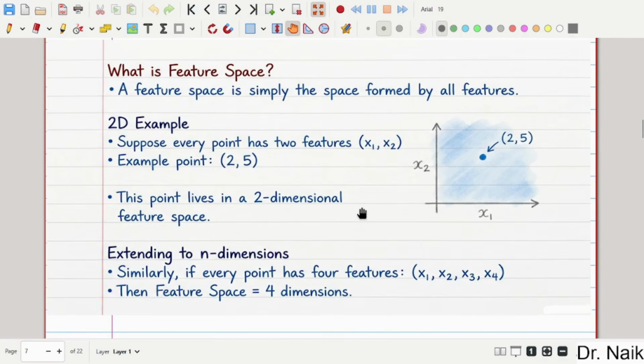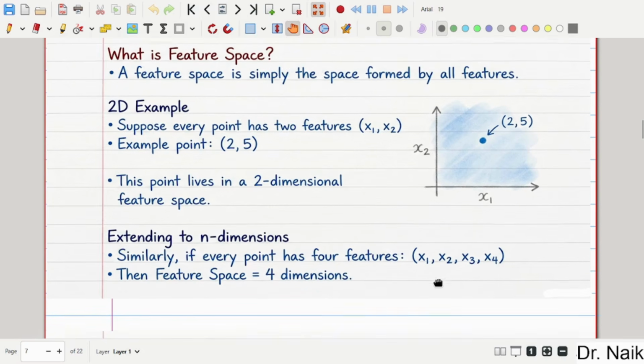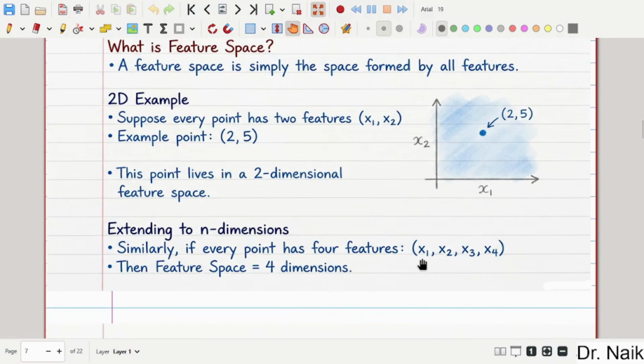What is a feature space? A feature space is simply the space formed by all the features. Consider a 2D example. Suppose every point has two features, x1 and x2. For example, point (2, 5). Then this point lives in a two-dimensional feature space. Now extend it to n dimensions. If every point has four features, x1, x2, x3 and x4, then the feature space is 4 dimensions, because the feature space is simply the space formed by all the features.